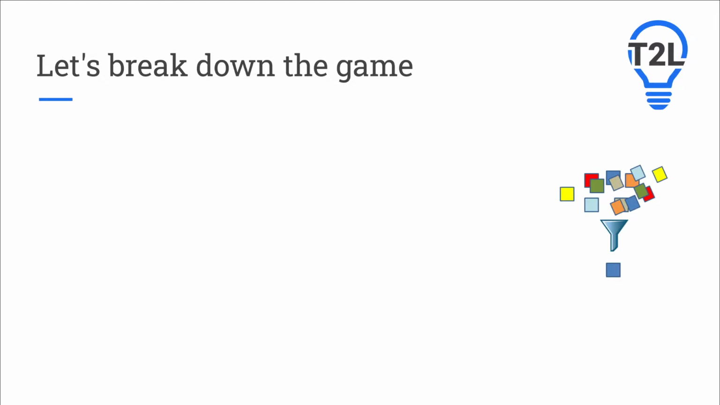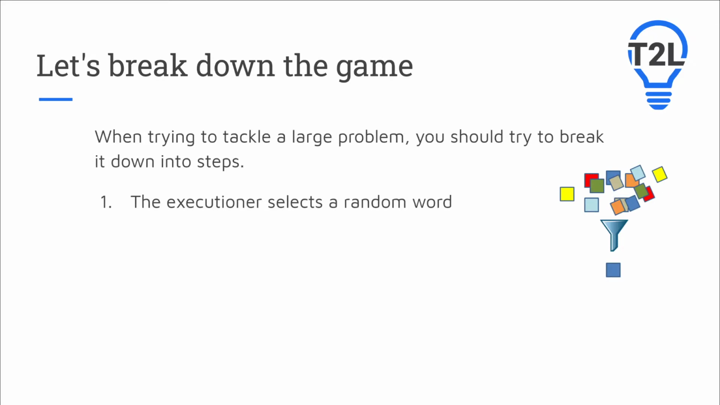All right. So yeah, so Hangman. Now that we just played, we should break down the game, right? So we gotta think of it programmatically. So what is the first thing that you gotta do? Like, what was the first thing to start off the game? Yeah. So the executioner selects a random word. What's next? Exactly. The guesser selects a letter. Next up.